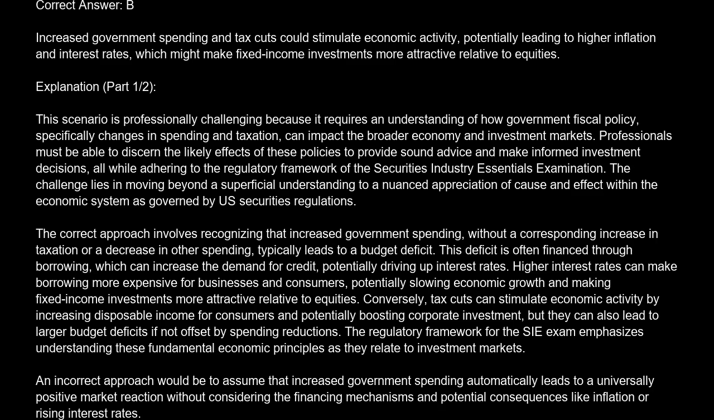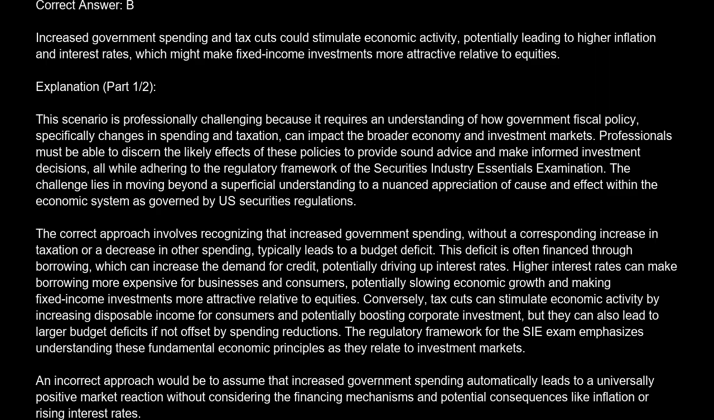The correct answer is B. Increased government spending and tax cuts could stimulate economic activity, potentially leading to higher inflation and interest rates, which might make fixed-income investments more attractive relative to equities. Explanation. This scenario is professionally challenging because it requires an understanding of how government fiscal policy, specifically changes in spending and taxation, can impact the broader economy and investment markets.